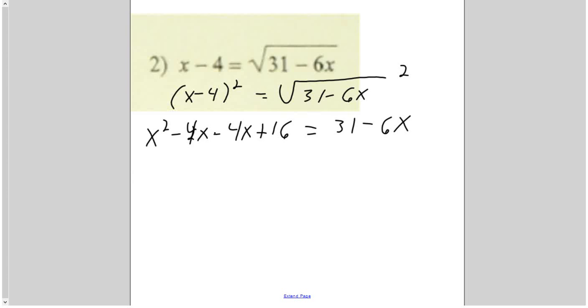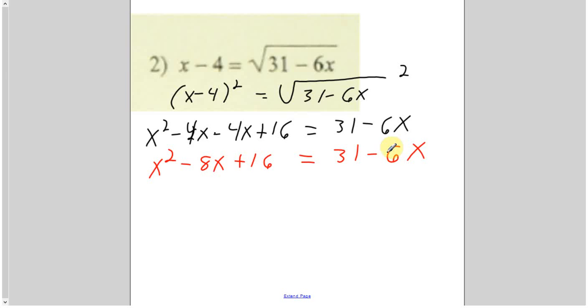So I'll rewrite it again here. We'll go to red, and we'll say it is now x squared minus 8x plus 16. And over here that's equal to 31 minus 6x.